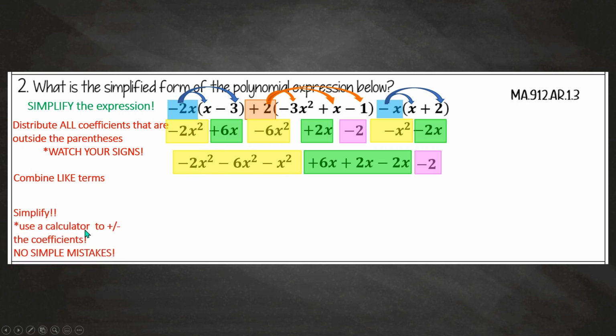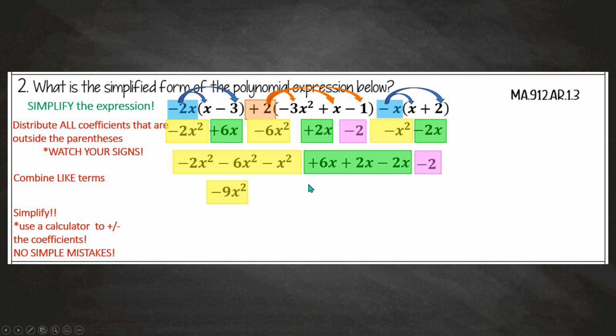So remember, we're going to use a calculator to add or subtract the coefficients. Don't make simple mistakes because you think you're too good to bring out a calculator. So here we have negative 2 minus 6 minus 1. So that's going to give me a negative 9x. Again, plug it into a calculator. Negative 2 minus 6 minus 1, because there's an implied 1 there, and you're going to get negative 9x squared.